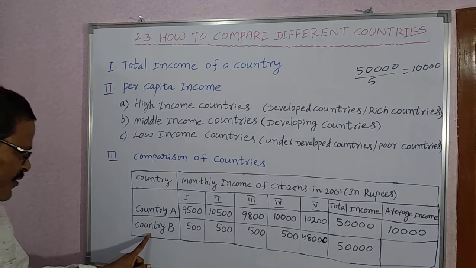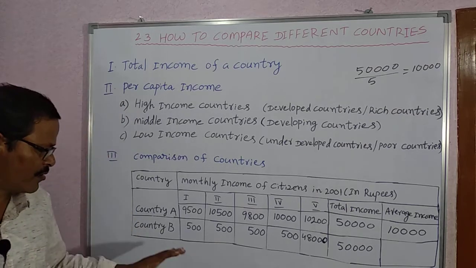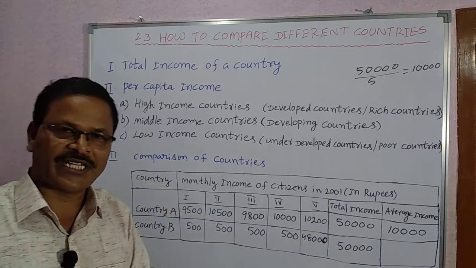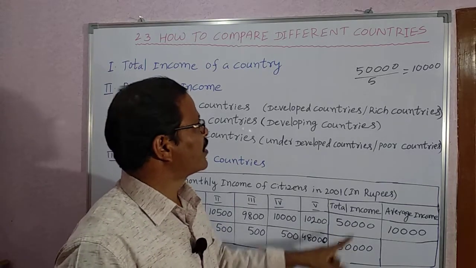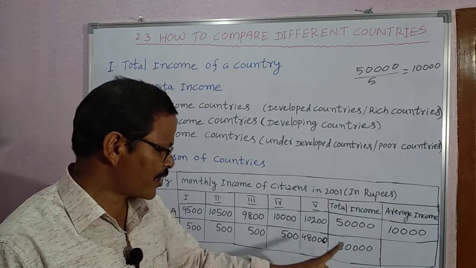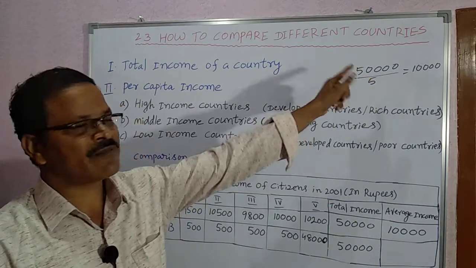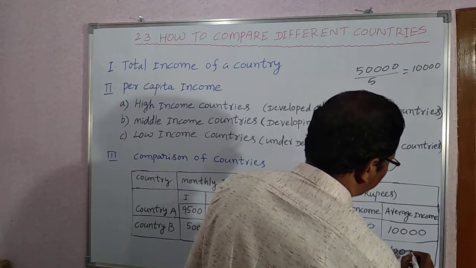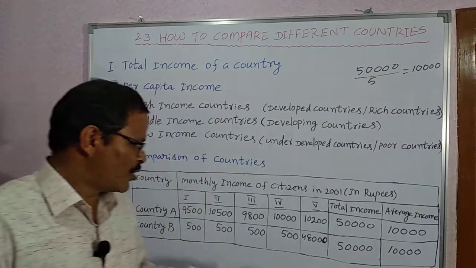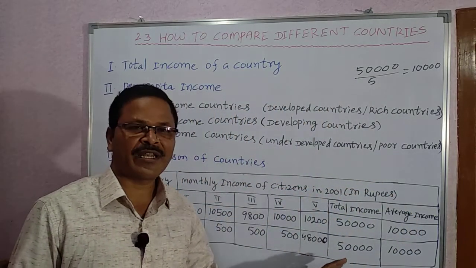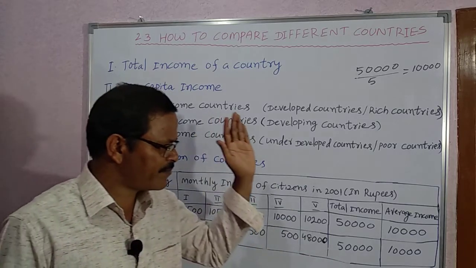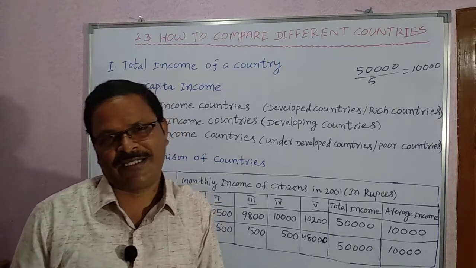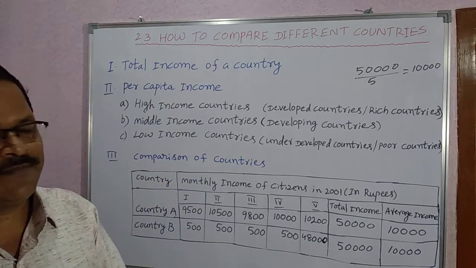What is the average income of country B? Total income by total population, total citizens. Total income 50,000. Total population 5. 50,000 by 5 is equal to 10,000. Both the countries have the same total income. Both the countries have the same average income. But there are differences between these two countries. What are these differences?